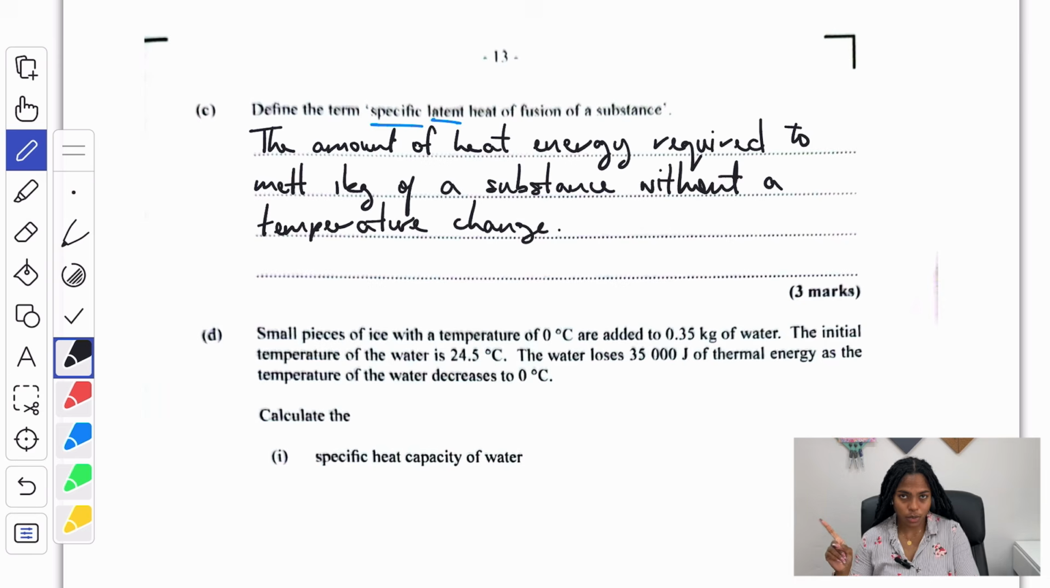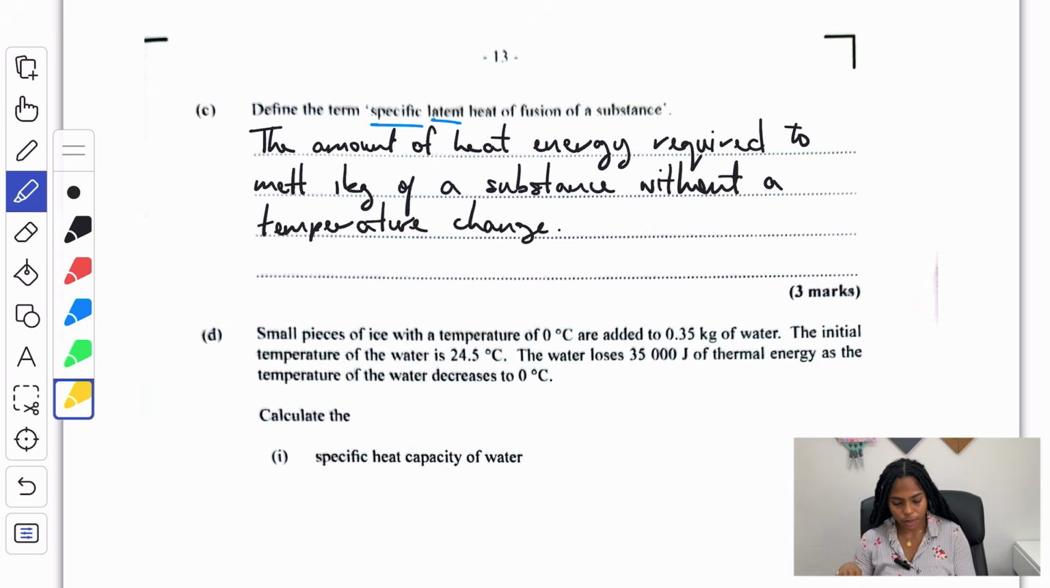We have to say without a temperature change because this shows that it's latent. If we do not say that, we'll probably just get 2 marks rather than the 3. Then we have small pieces of ice with a temperature of 0 degrees Celsius added to 0.35 kilograms of water. The initial temperature is this. The water loses this much energy as the temperature of the water decreases to this. Calculate the specific heat capacity of water.